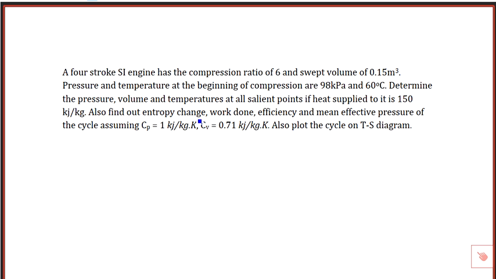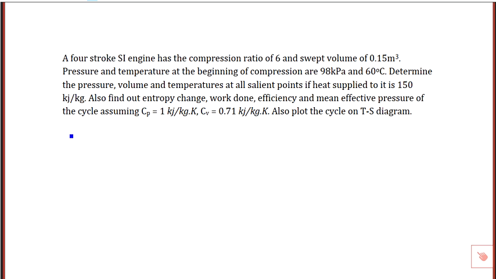And the question is here. It says a 4-stroke SI engine has a compression ratio of 6. So from this question we are just going to slot in our values. We are told that the compression ratio r is equal to 6 and the swept volume is 0.15 meters cubed. Swept volume is usually the change in volume, that is V1 minus V2, which is 0.15 meters cubed.